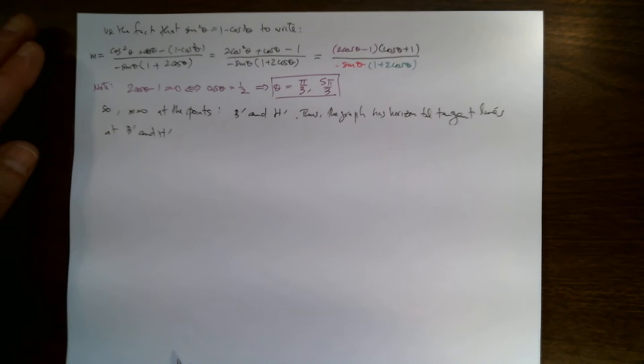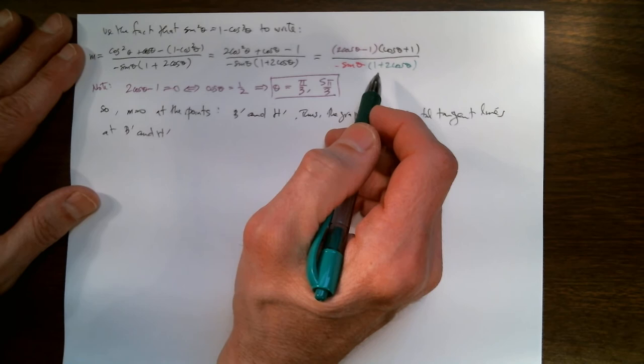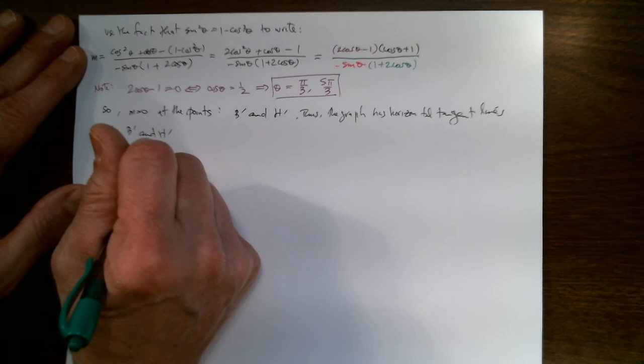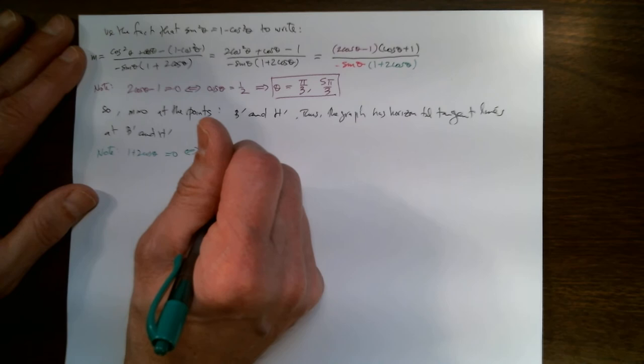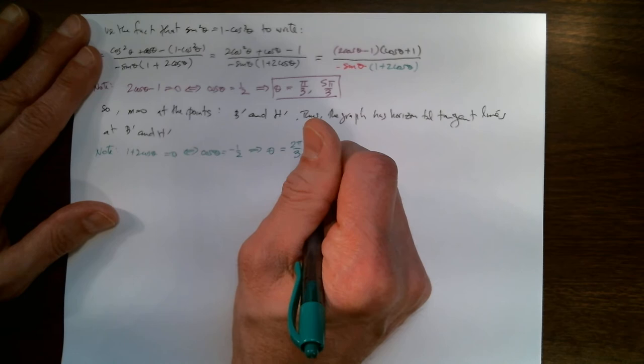And now consider this 1 plus 2 cos theta factor in the denominator. We can note that that factor, 1 plus 2 cos theta, would be 0 only if the cosine of theta is minus 1/2. So that's going to require that theta be a second or third quadrant angle, namely either 2 pi over 3 or 4 pi over 3.